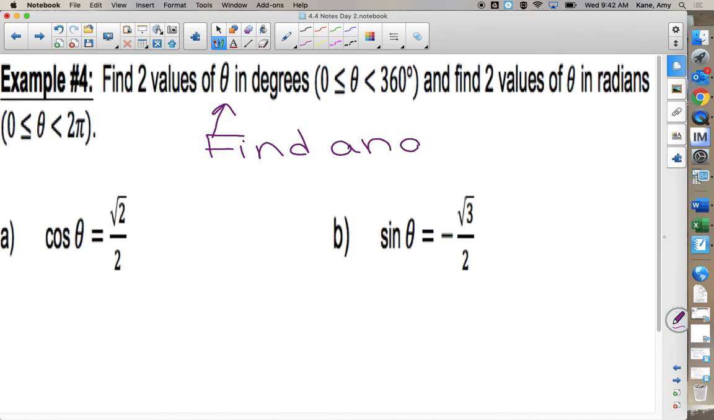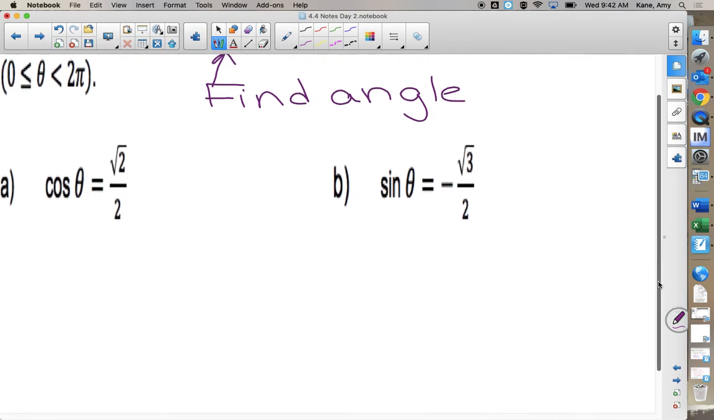This is the opposite of the 3 problems that we just did. So the 3 problems we just looked at, we knew the angle. We were trying to find what it was equal to. Now we're going to kind of go backwards and think, okay, we have a cosine value. What is attached with that cosine value? What angle goes along with that? And it says 2 in degrees and 2 in radians. So we're going to have 4 answers. So this is like the backwards of the unit circle.